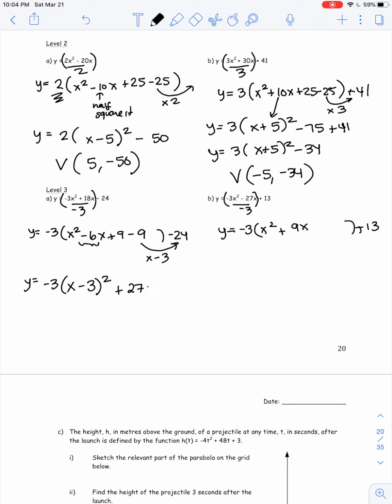And that's going to be 27 minus 24. So we have -3 as our a. X minus 3, this is our p, squared, and then put those together, we get positive 3. Our vertex is 3 and 3.